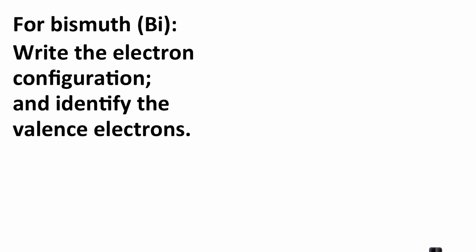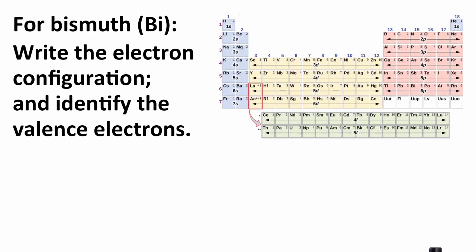So let's do an electron configuration for an element a little further down in the periodic table. This is the element bismuth, and we're to write the electron configuration and identify the valence electrons. Here's our periodic table showing the ordering of the subshells, so we'll use that as kind of a guide to help out. And we are looking for the element bismuth. There it is. And we're going to fill in our electron arrangement.